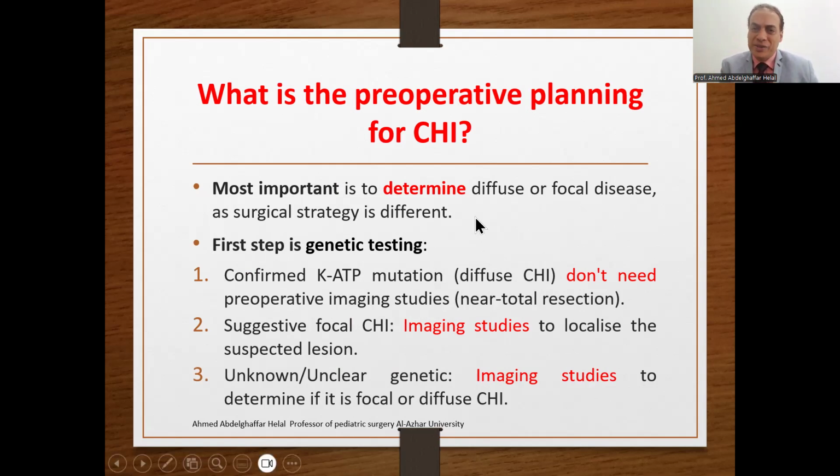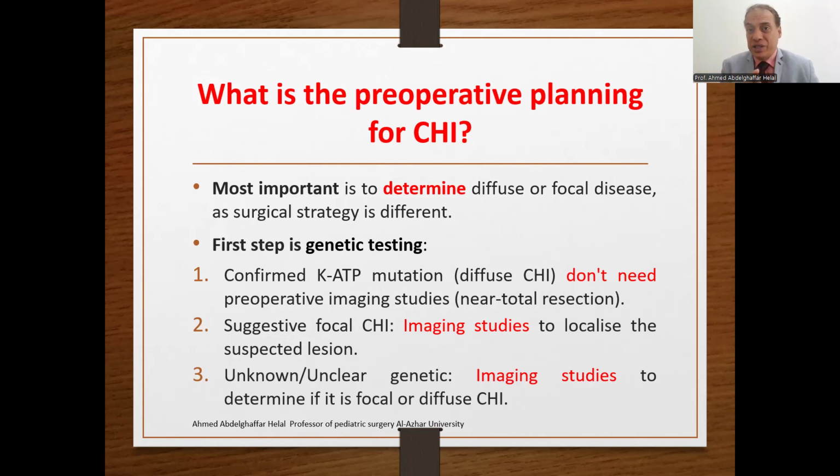So the first step to answer this question is to perform genetic testing. If there is a confirmed genetic mutation of the potassium ATP channel, diffuse congenital hyperinsulinism, you don't need preoperative imaging studies, as this child will be subjected to near total pancreatectomy. We prepare the child for near total pancreatectomy.